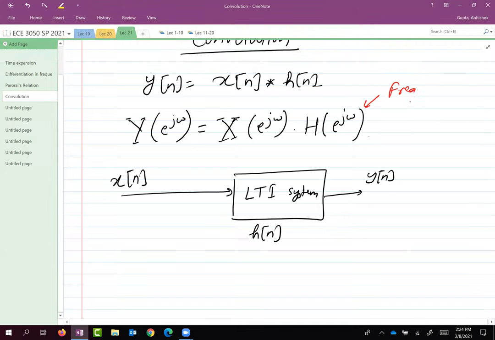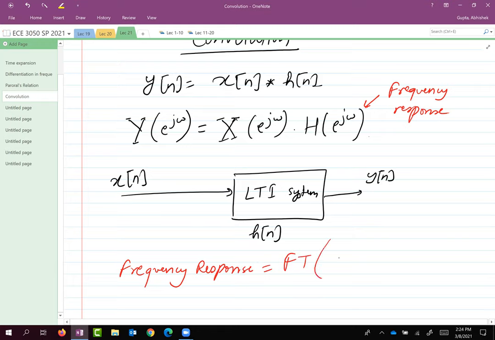Remember, this is the frequency response. By definition, the frequency response is the Fourier transform of the impulse response. So all of this is connected. The impulse response, the frequency response, the Fourier transform, all of this is connected. So we are slowly building that mathematical machinery so that you can understand how LTI systems behave.